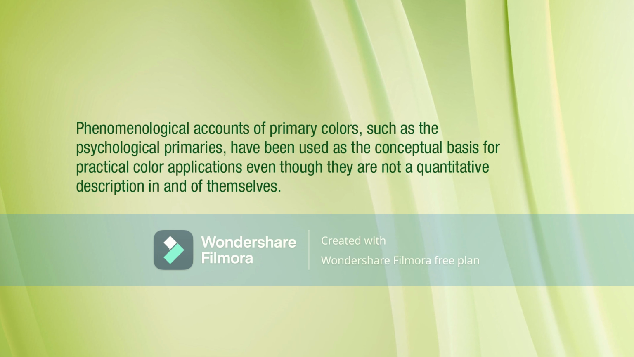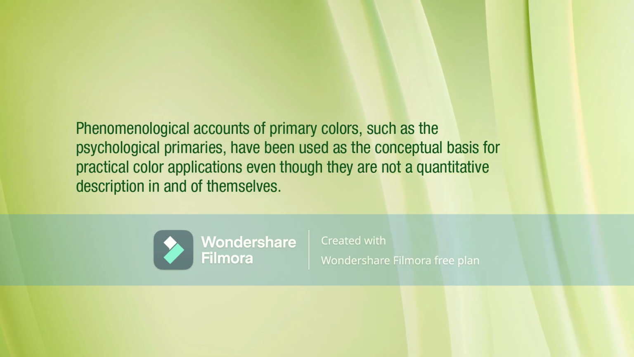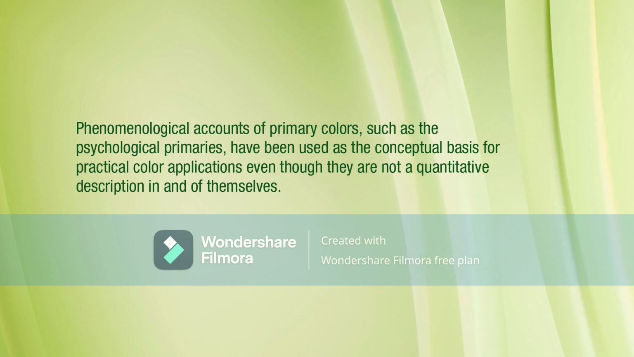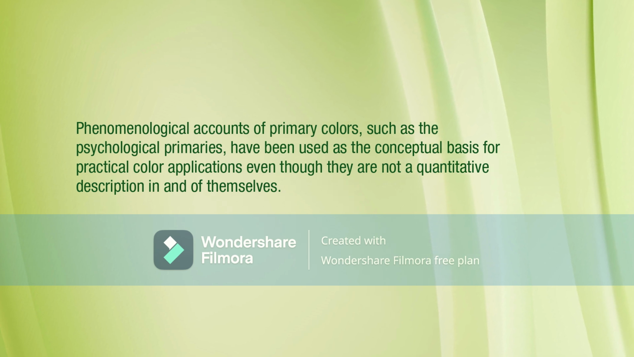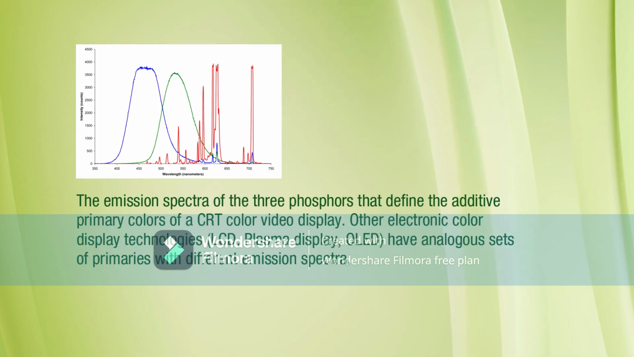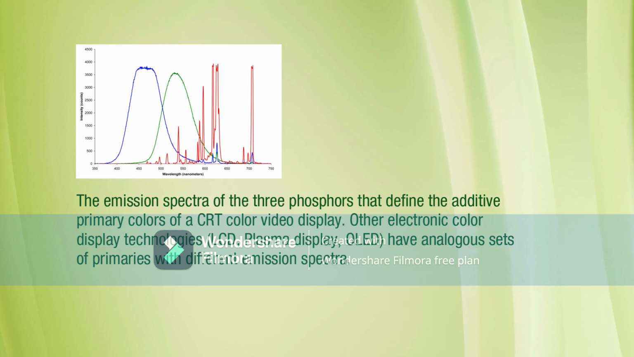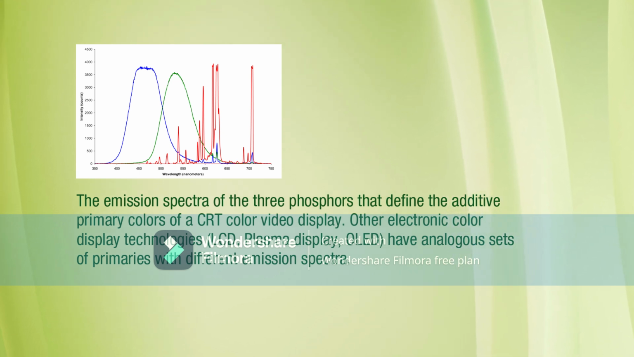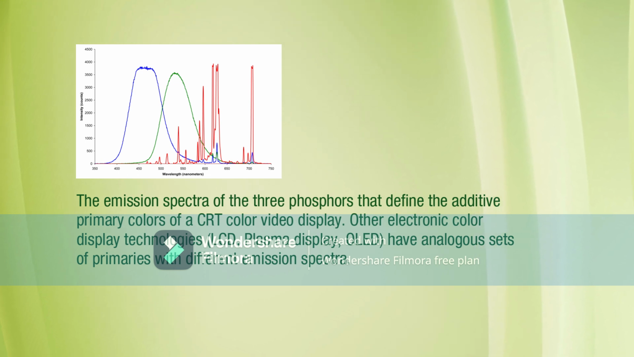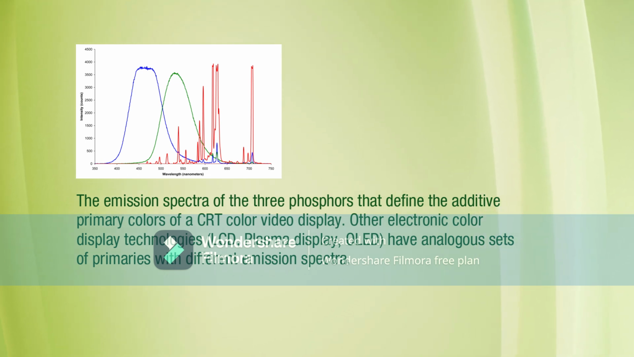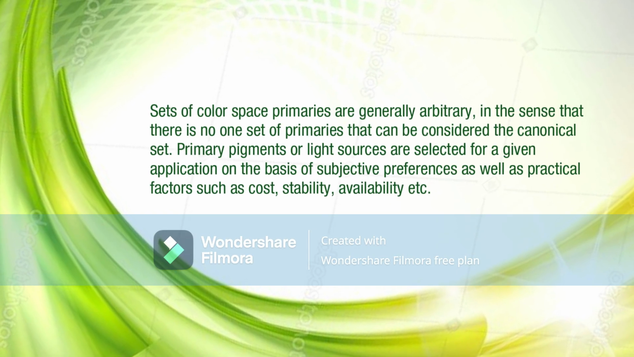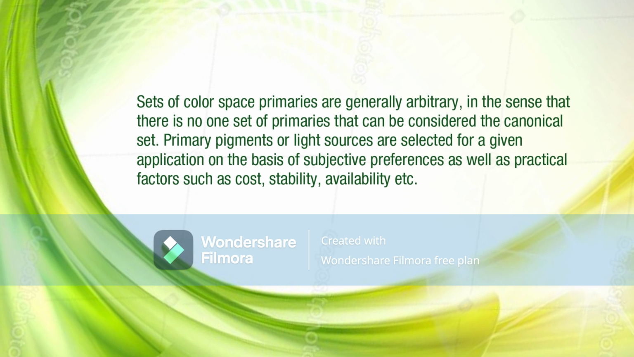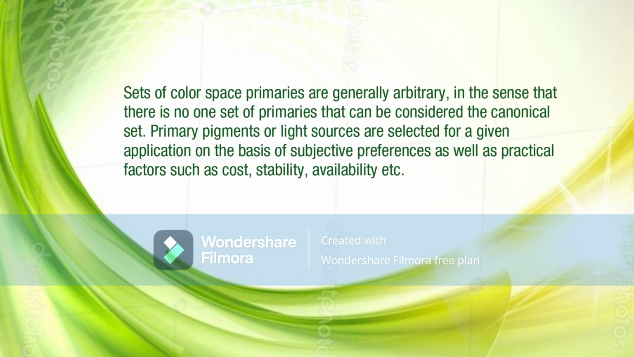Phenomenological accounts of primary colors, such as the psychological primaries, have been used as the conceptual basis for practical color applications even though they are not a quantitative description in and of themselves. Like in this picture, the emission spectra of the three phosphors that define the additive primary colors of a CRT color video display. Other electronic color display technologies (LCD, plasma display, OLED) have analogous sets of primaries with different emission spectra. Sets of color space primaries are generally arbitrary, in the sense that there is no one set of primaries that can be considered the canonical set.